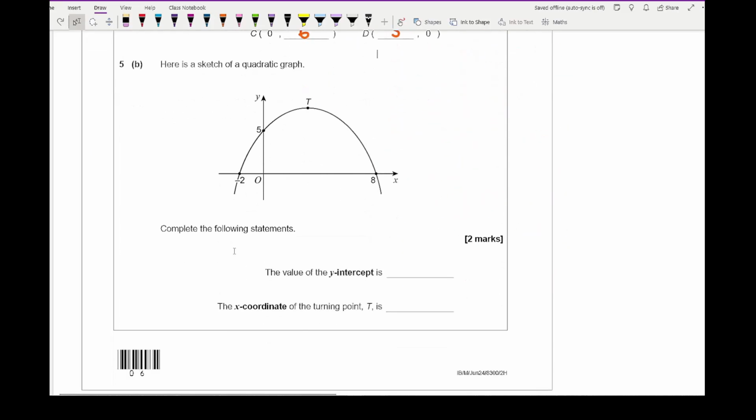It then says for question 5b, here is a sketch of a quadratic graph. It says complete the following statements. The value of the y-intercept is 5. And the x ordinate of the turning point is, now for the turning point, it's always going to be the midpoint of the two x intercepts. So here I've got minus 2 and I've got 8. So I'm looking for which number appears in the middle. Well, there's a difference of 10 between the numbers. So the distance between here and here is going to be 5, and the distance there is going to be 5, which gives me an x ordinate of 3.